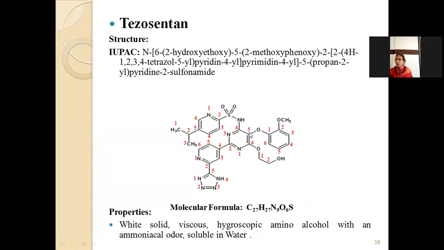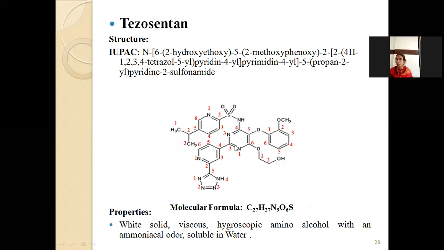Here in the fifth position, that is methoxy, phenoxy is there. See here in the second position, the methoxy is there. So methyl group with one oxygen, so it is the methoxy, and this is the phenoxy group attached at the fifth position, and here in the second position, the pyridine structure is there.